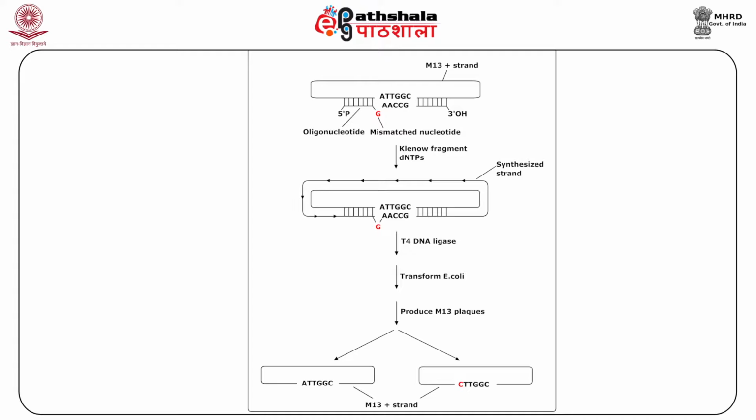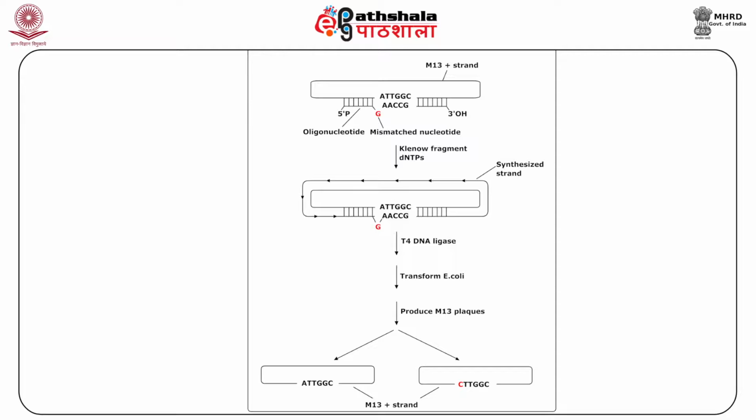The oligonucleotide then binds to the recombinant M13 strand perfectly except at one nucleotide, which is the mismatched nucleotide where we want the change to happen. This acts as a primer for DNA synthesis. It is going to provide the free 3' OH for the synthesis of the complete DNA.